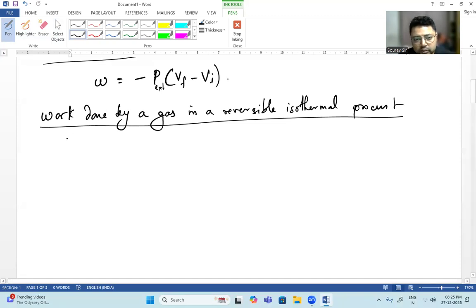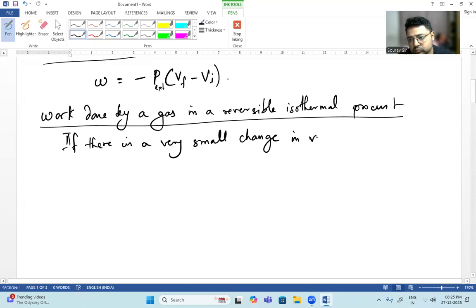So if there is a very small change in volume, then we can write dW, a small change, equals minus P dV. This P can be an external pressure or the atmospheric pressure, anything.